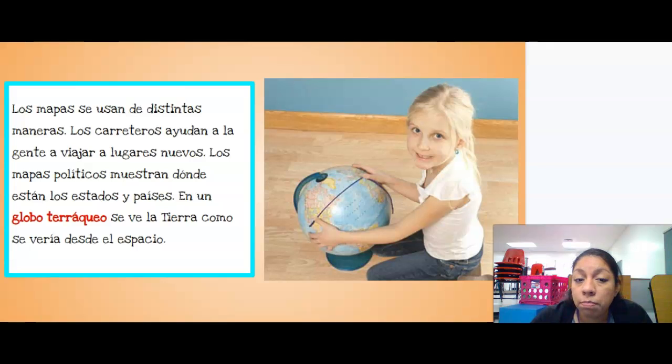Maps are used different ways. We can see highways that help people find their way to new places. We can also use other kinds of maps to find different states and countries. On a globe, we're able to see the Earth by how it would look in space. So a globe, that's how the Earth would look if there was like an astronaut looking down from space.